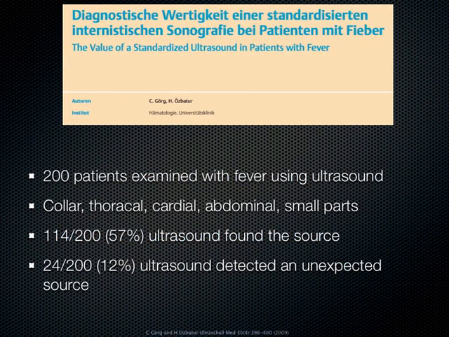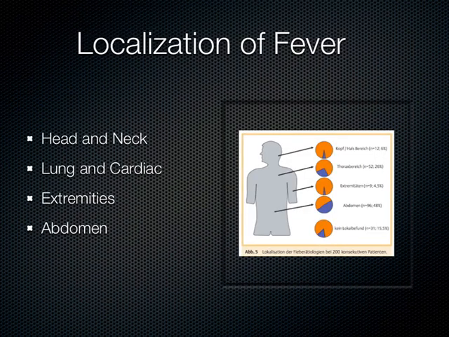I found an article on this, and it's in German, but it's kind of interesting. They took 200 patients with fever and evaluated them using ultrasound, in the areas of the collar, thoracal, cardial, abdominal, and small parts. Out of these 200 patients, 57% of the time they were able to find the source using ultrasound, and 12% of the time the ultrasound detected an unexpected source they weren't even considering in the workup of their patients. So to expand on this, I'm going to walk through this stuff.